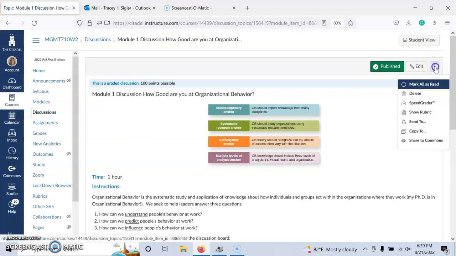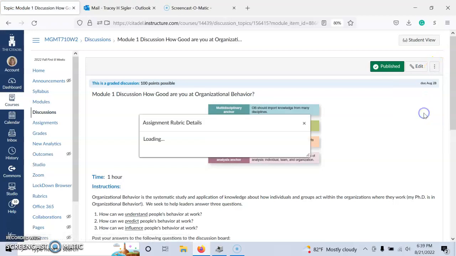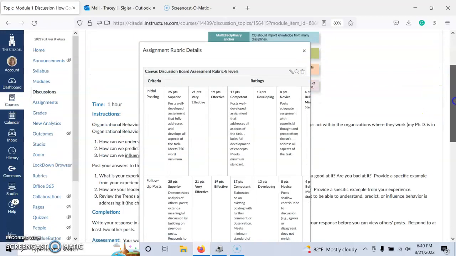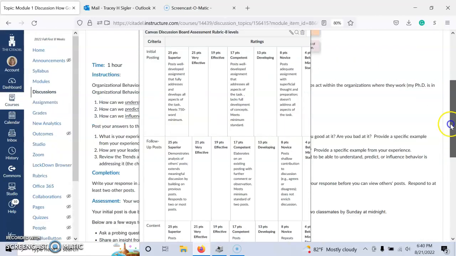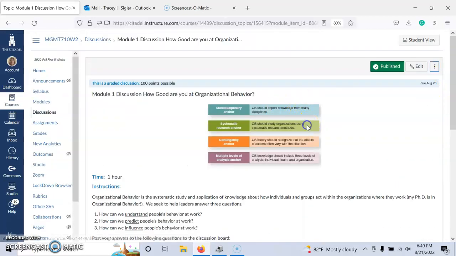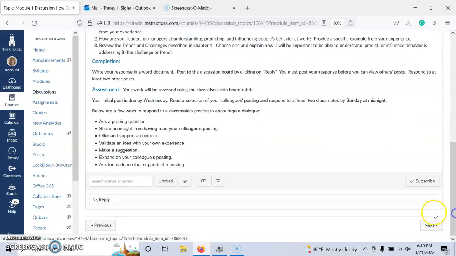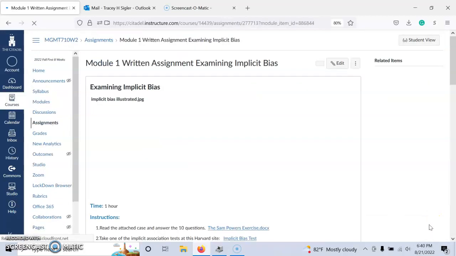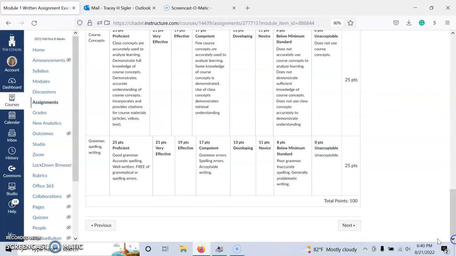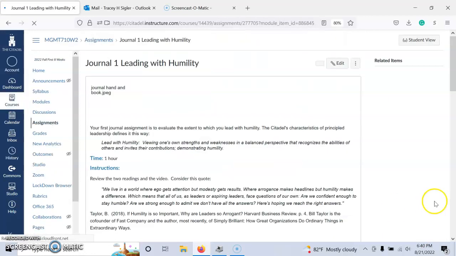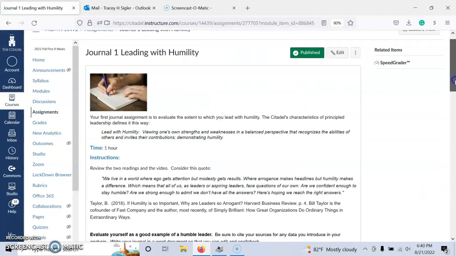So in the discussion board, I wanted to show you up here. So see the 3 dots at the top right? It says show rubric. That's where you can get in and see the discussion board rubric. I'm not sure why it's kind of hidden up there when it's much more visible in the written assignment and the journal assignment. So the final assignment for each week is the journal.